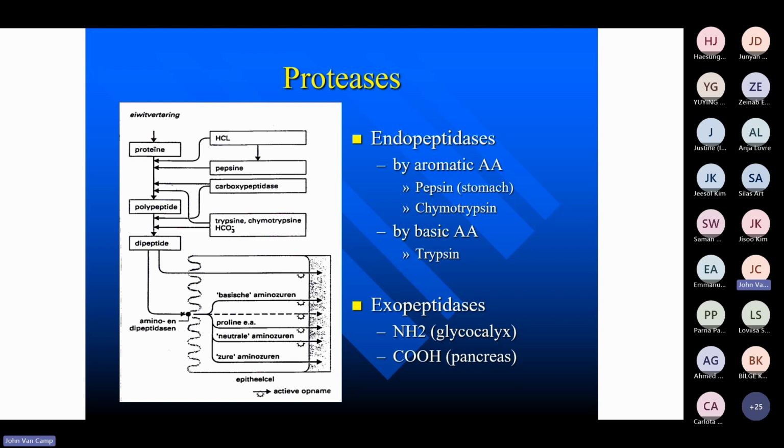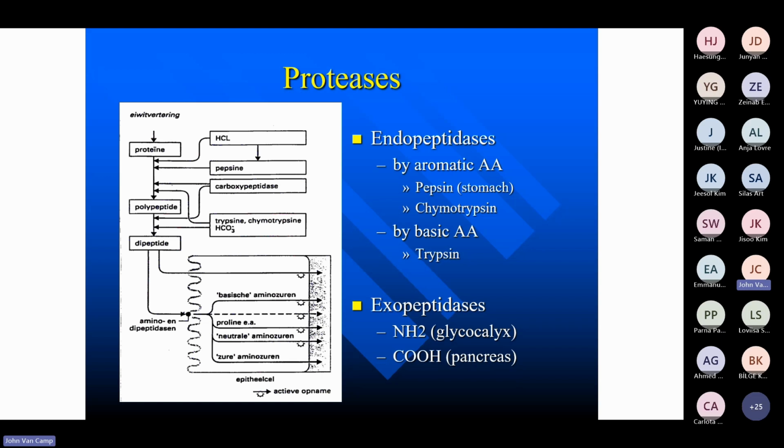The endopeptidases will cut at the level of the aromatic amino acids or at the level of the basic amino acids. And the examples are pepsin, released by the stomach, chymotrypsin, released by the pancreas, and trypsin, also released by the pancreas. So let's start with these endopeptidases.